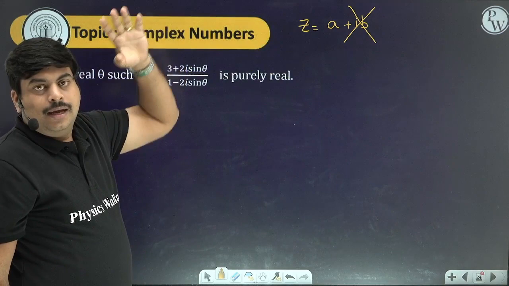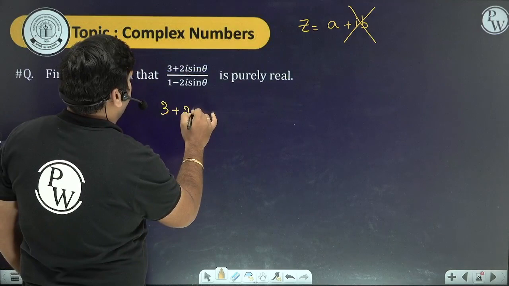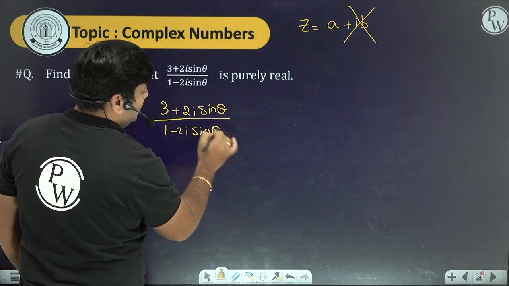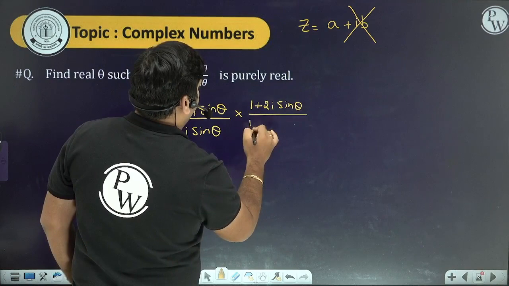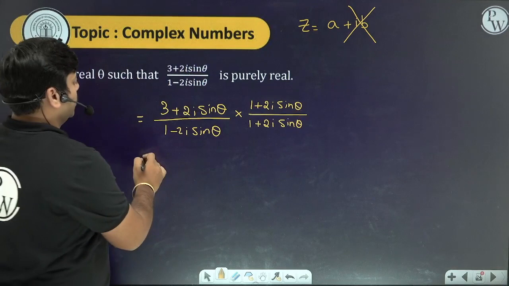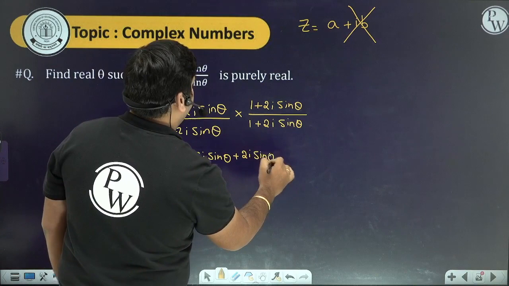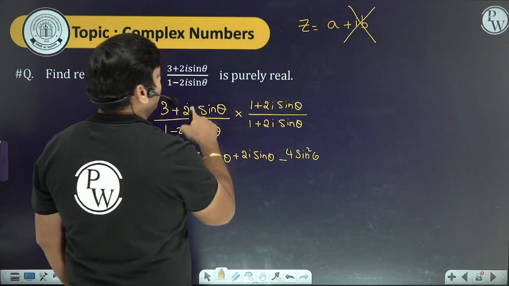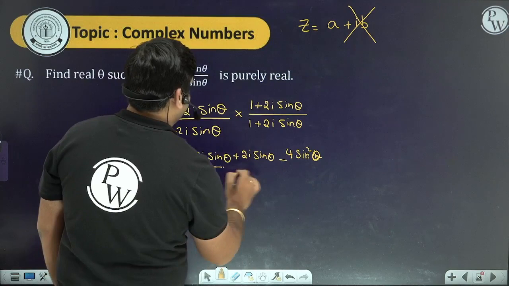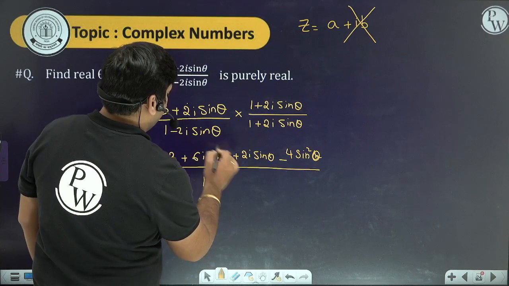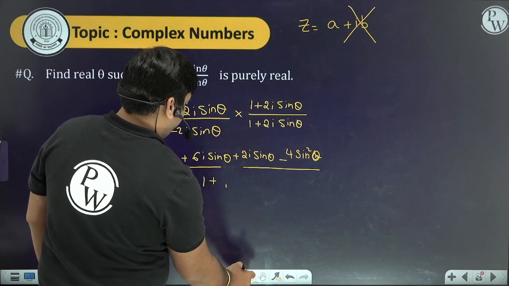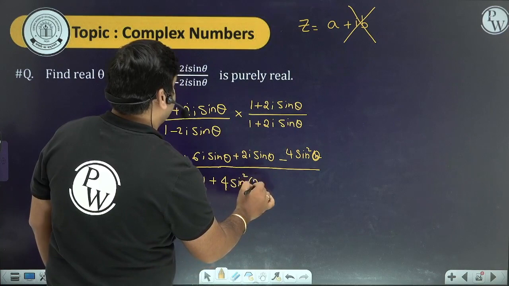So 3 plus 2i sine theta by 1 minus 2i sine theta. I'll try to rationalize the denominator by multiplying by 1 plus 2i sine theta by 1 plus 2i sine theta. All right. So that will give you 3 into 1 is 3, plus 3 into 2i sine theta is 6i sine theta, plus 2i into 1 becomes plus 2i sine theta, and minus, 2 into 2 is 4 sine square theta, because i into i is i square. The denominator is (a minus b)(a plus b), a square plus b square. So 1 plus 4 sine square theta, because 2 square is 4.